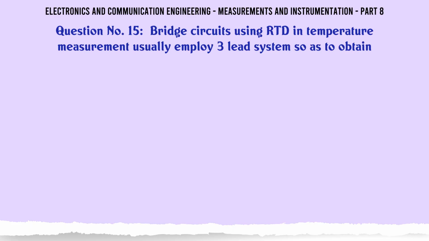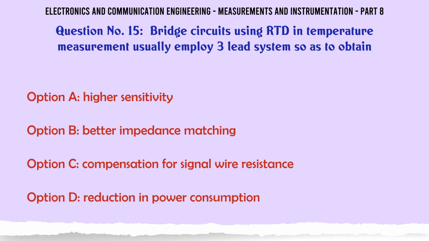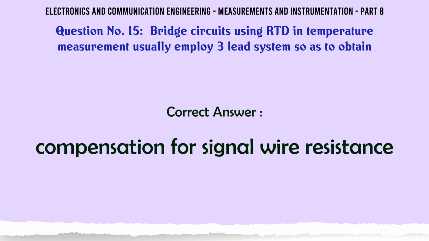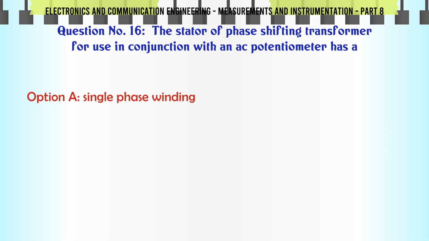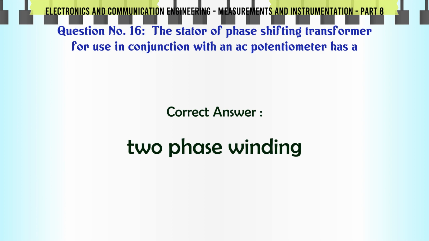Bridge circuits using RTD in temperature measurement usually employ a three-lead system so as to obtain: A. Higher sensitivity, B. Better impedance matching, C. Compensation for signal wire resistance, D. Reduction in power consumption. The correct answer is compensation for signal wire resistance. The stator of phase shifting transformer for use in conjunction with an AC potentiometer has: A. Single phase winding, B. Two-phase winding, C. 3-phase winding, D. Either A or C. The correct answer is 2-phase winding.